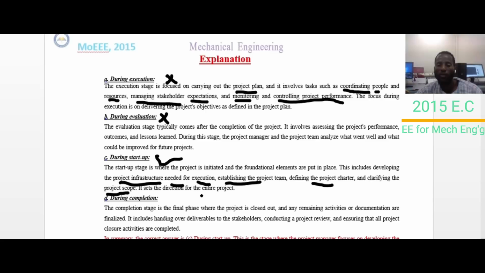And it sets the direction for the entire project. During startup, we have to perform all these activities, because every activity which is going to be performed in the entire project must be in the plan. And when we set these concepts in the plan during the starting up of the project, that is what the project manager has to follow, this direction which is set as the plan. So this is the correct answer.